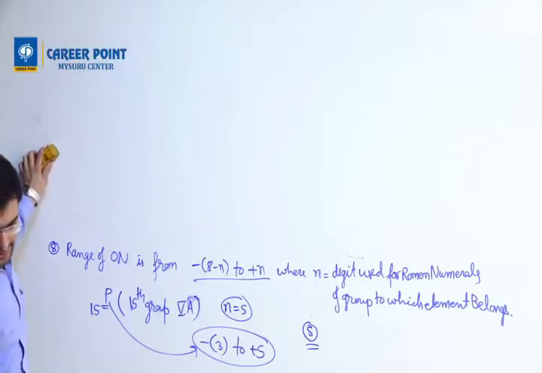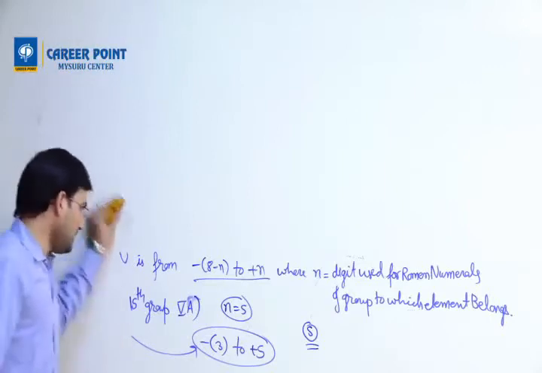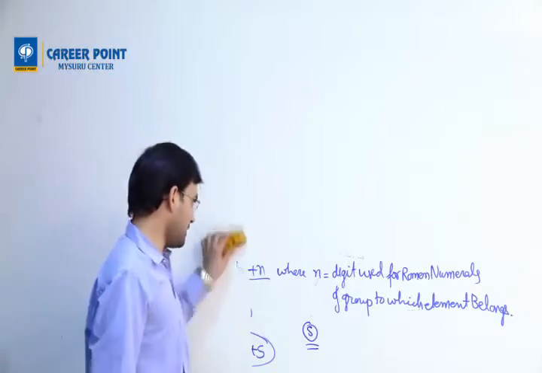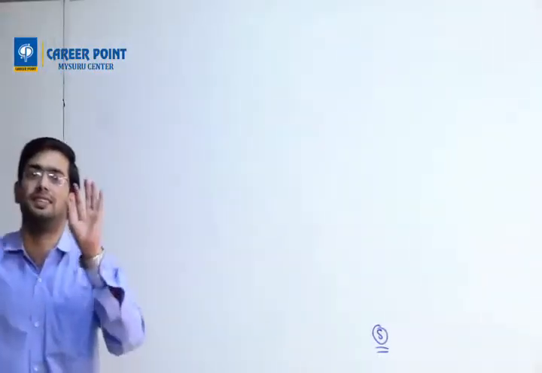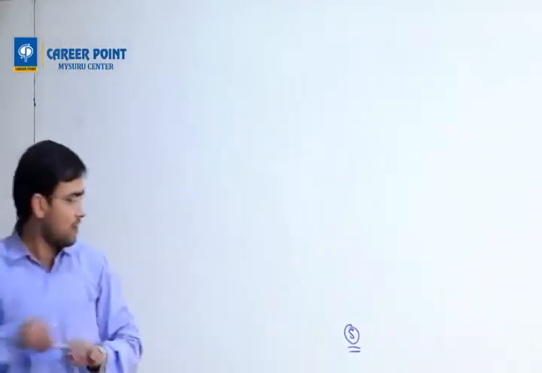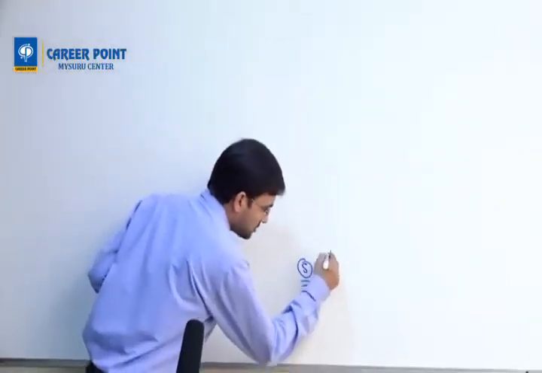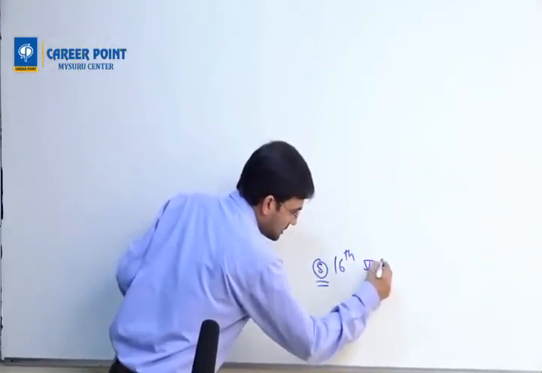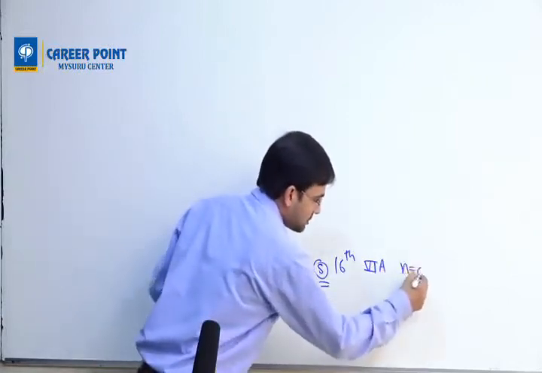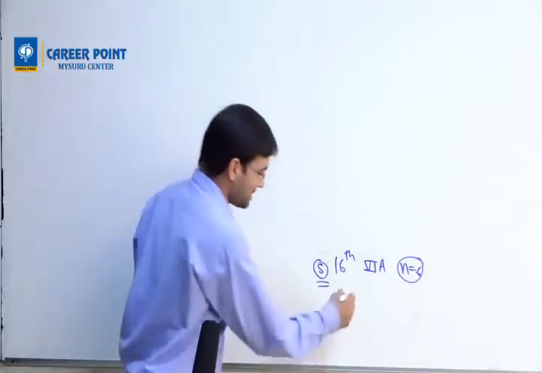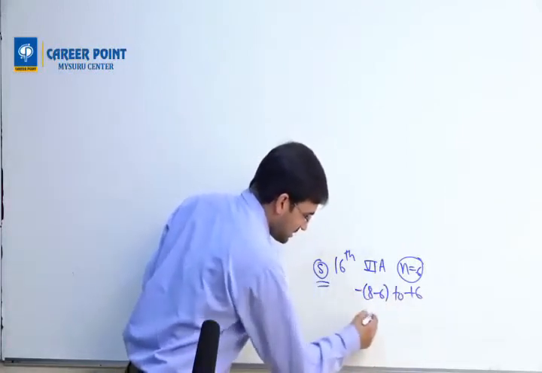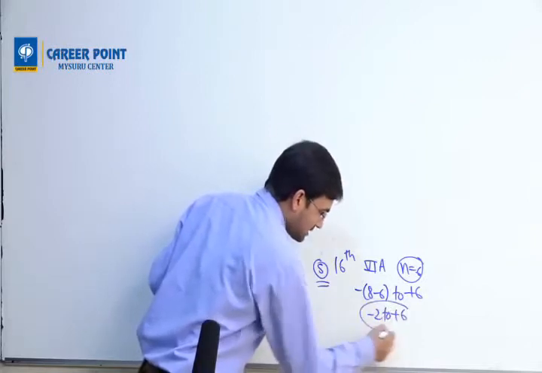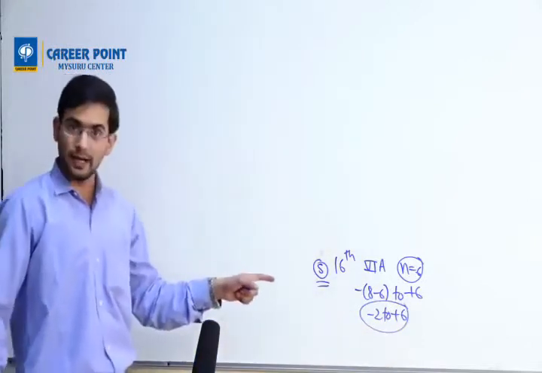Yes, the correct answer is minus 2 to plus 6. It means whenever I solve for sulfur, its oxidation number will always be minus 2 to plus 6. Sulfur comes in the 16th group or 6th A, so N becomes 6. So minus 8 minus 6 gives minus 2, and plus 6. This gives you minus 2 to plus 6. This is your range. Okay? Clear?